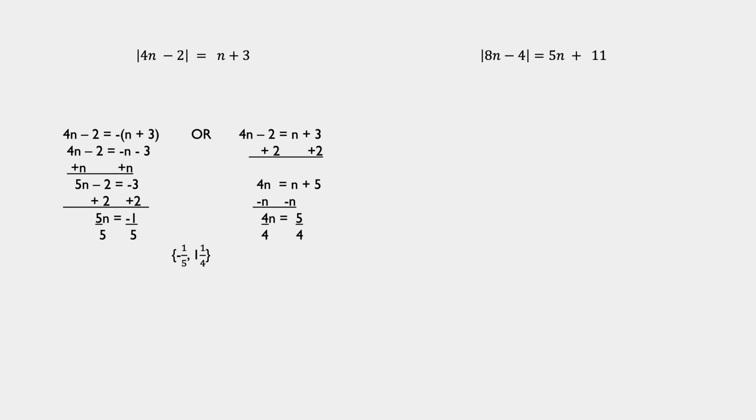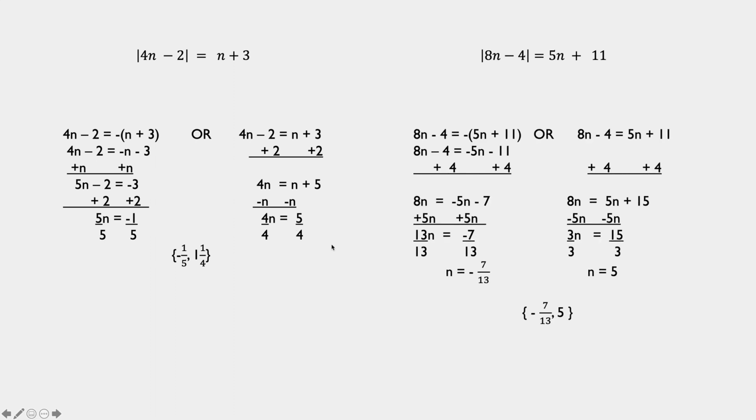All right, let's see what we get out of this. So remember, we're casual about it. We're not uptight. This 8n minus 4, well, maybe it's the negative of whatever's on the right, which in this case is a 5n plus 11. Or maybe it is the positive of it, which is just leave the 5n plus 11 alone. Distribute that negative sign. I get negative 5n minus 11.